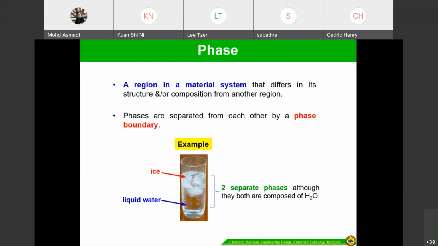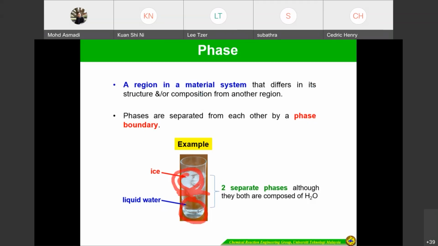So what is a phase? Just the definition of phase, later the definition of component, and solubility and solubility limits. Before we proceed with the phase diagram of the pure substance and the binary isomorphous, we have to know the definitions, like ice. Which one is the liquid, which one is ice, which one is two phase? A phase is a region in a metal system that differs in its structure or composition from another region. Phases are separated from each other by the phase boundary. So this is the phase boundary, between ice and liquid.